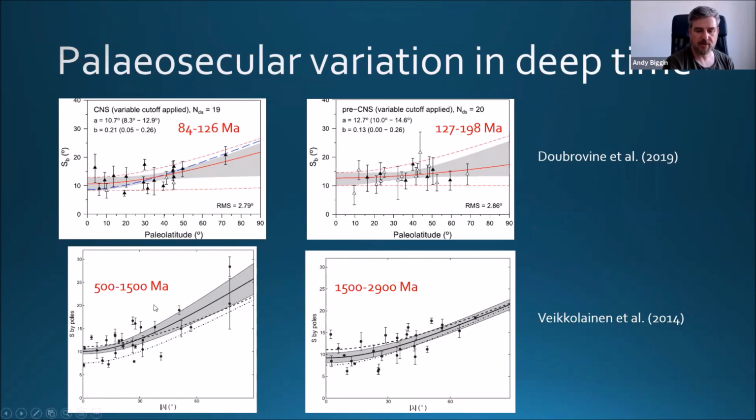And then if you go back much further in time, we've got Veikkolainen et al. who looked over much longer time periods, gathered together these studies of these poles and estimated VGP dispersion, producing similar sorts of curves for much earlier periods in Earth's history in the Precambrian.